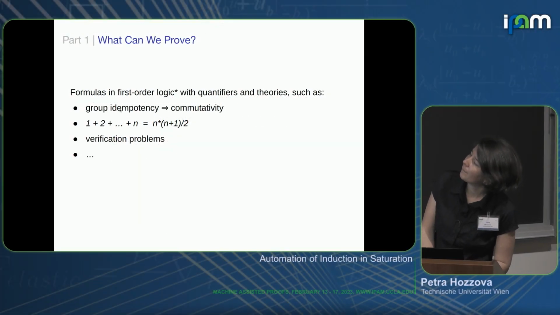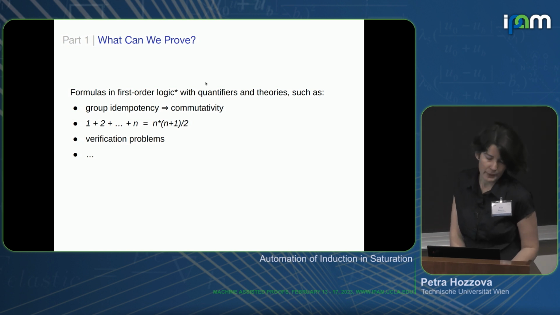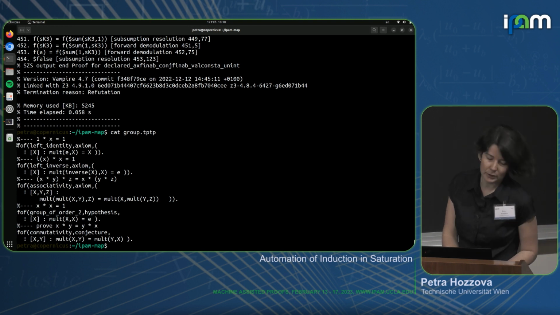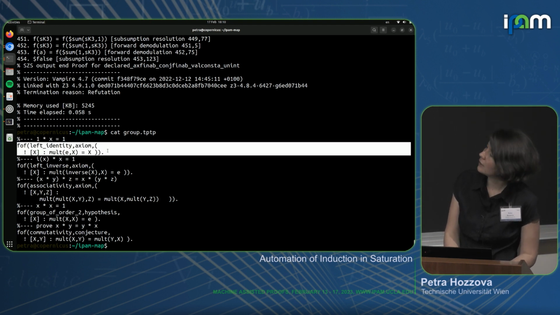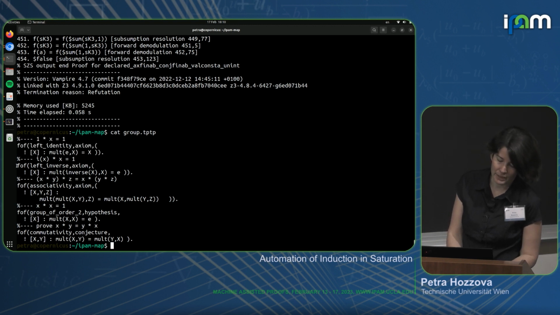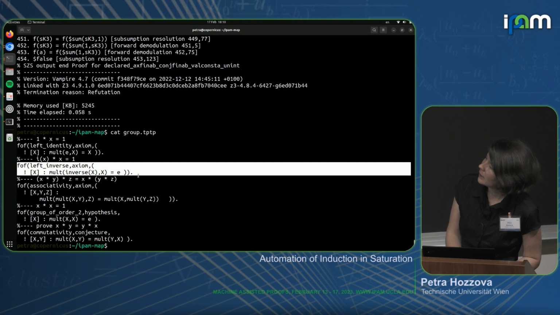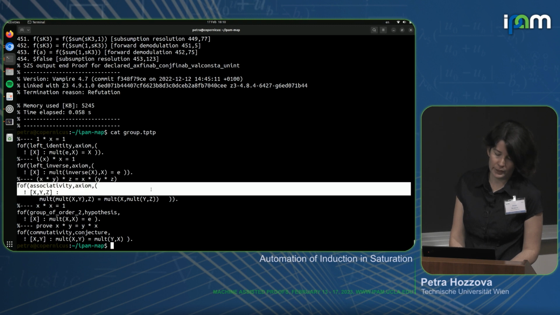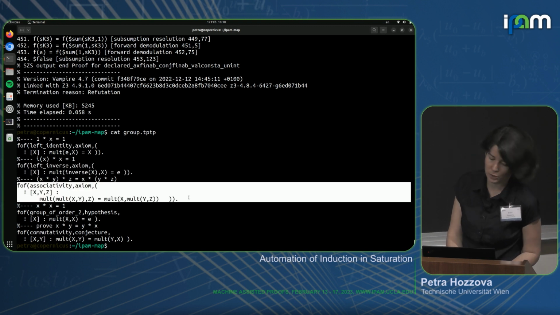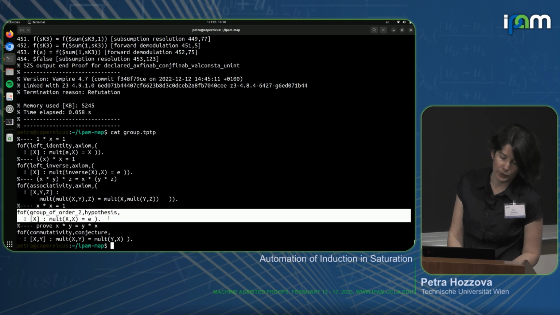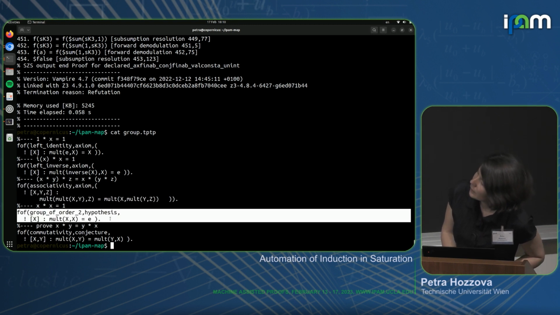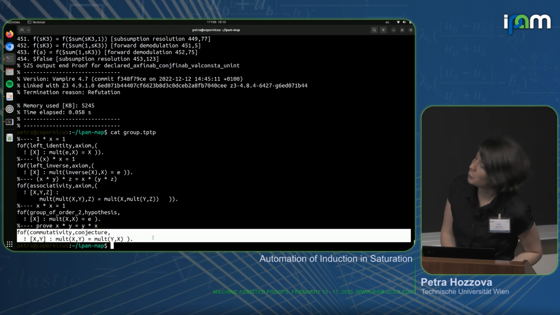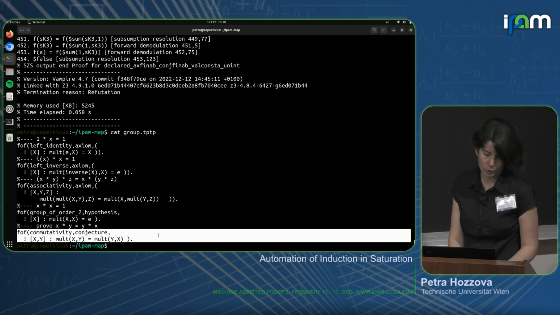So that for algebraic groups, from idempotency, commutativity follows. This is an encoding that we have for the problem. It essentially consists of 5 formulas. The first one says that we have a left identity element. The second one says that there's a left inverse for any element. Then the third formula says that the operation is associative. Then we have the hypothesis saying that the group is of order 2, or idempotent. And then finally, the goal, the conjecture that we're trying to prove, is saying that the operation is commutative.